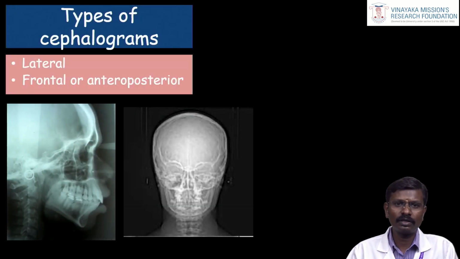The types of cephalograms are the lateral cephalogram and the frontal cephalogram. The frontal cephalogram we take for a patient with facial asymmetry. Which side the asymmetry is on, whether right side or left side, we can find out with this anterior-posterior or frontal cephalogram.